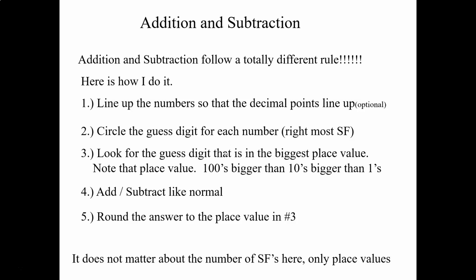Okay, so this is what I'm going to do. I'm going to take the numbers and line them up so the decimal places line up. I'm going to circle the guess digit in each number. I'm going to look for the guess digit that's in the biggest place value. I'm going to add or subtract like normal, and then round my answer to the place value that I found in the third step.